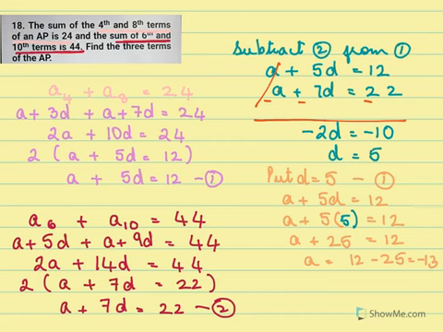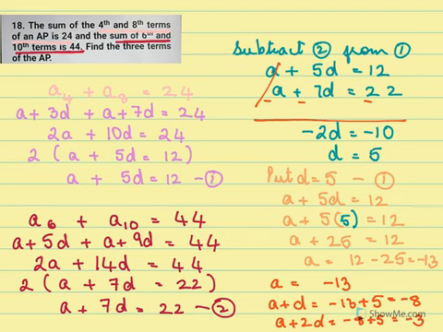I need to find the 3 terms of the AP. The first term will be a, then a plus d is the second term, and a plus 2d is the third. We've seen that a is now minus 13. A plus d means minus 13 plus 5, and that would be minus 8, the second term. The third term will be minus 8 plus another 5, which is minus 3. So these are the 3 terms of the AP: minus 13, minus 8, and minus 3.